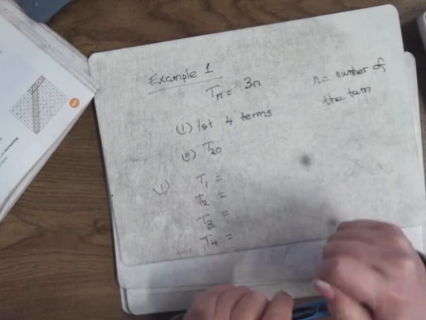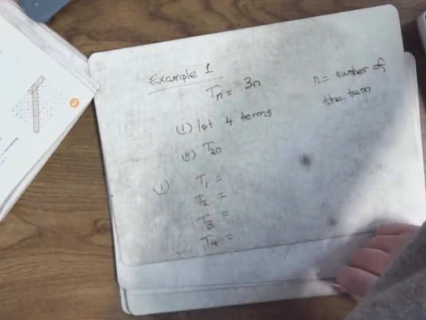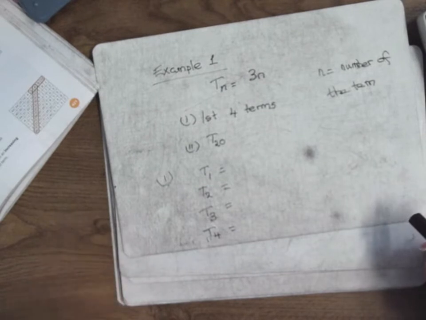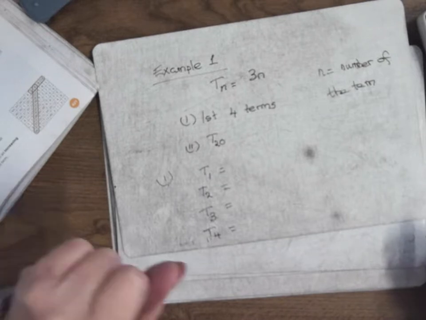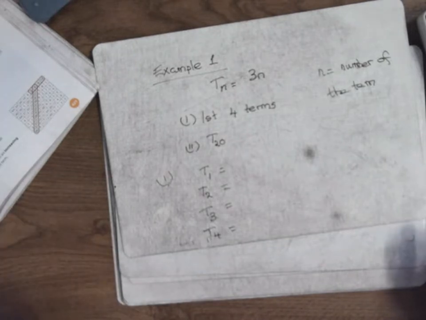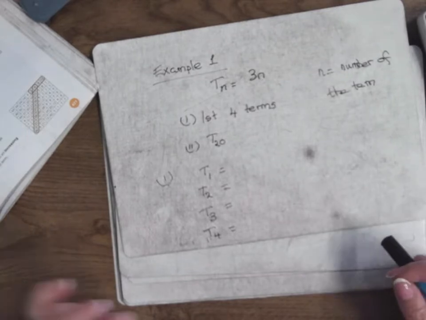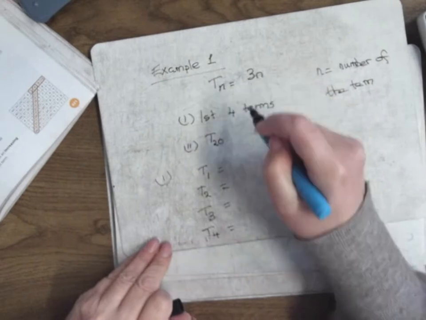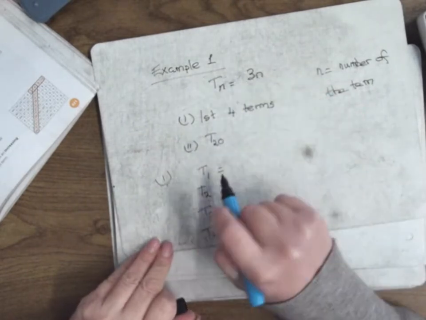Everything so far? So the T stands for what? Term. What does n stand for? The number of the term. So if it's term number 1, if it's the first term, n is 1. Agreed? If it's the second term, n is 2. If it's the 100th term, n is 100. Okay? So to get the first term into this rule, everywhere I see an n, what will I put in?